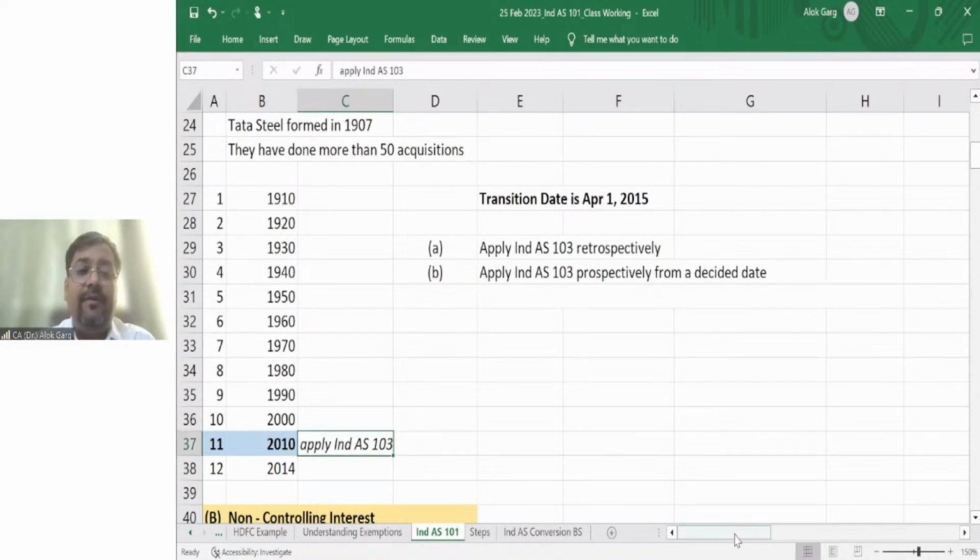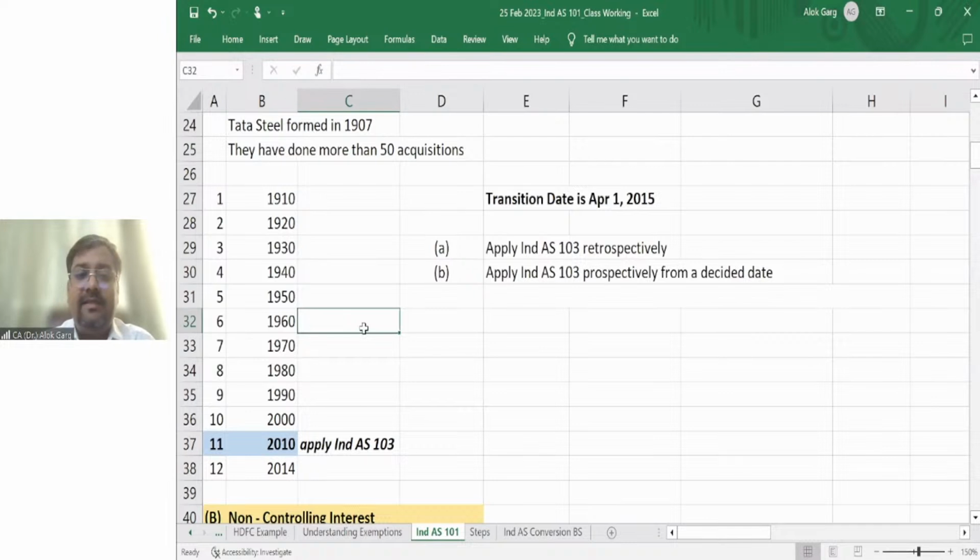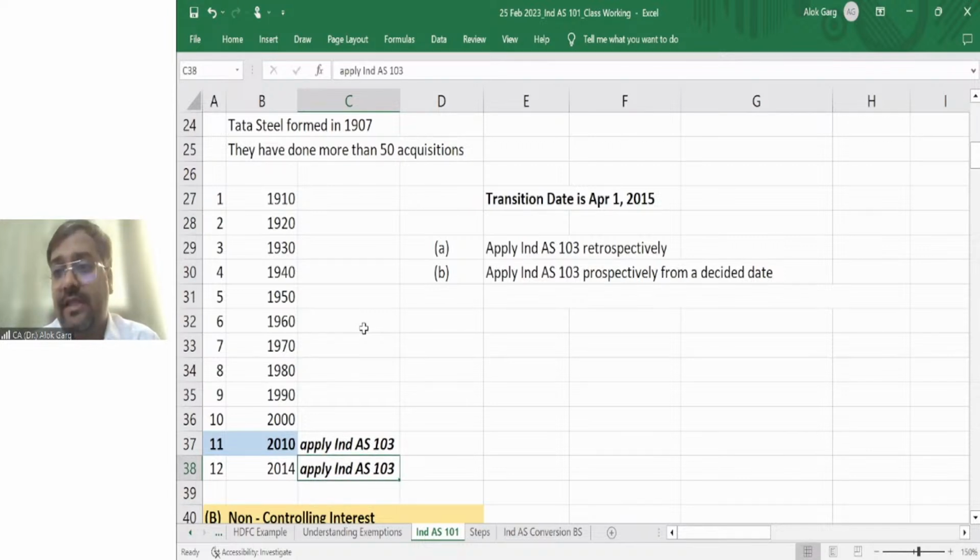Means if the company has decided to apply Ind AS 103 on this 2010 acquisition, in that case, the company is required to apply Ind AS 103 to all the business acquisitions which have happened after 2010. Right? You can pick a date, and after that date, all the business acquisitions need to be restated. So if you don't want to do retrospective, if you want to apply your Ind AS 103 accounting from any particular date, you can do that. So this option is also available.